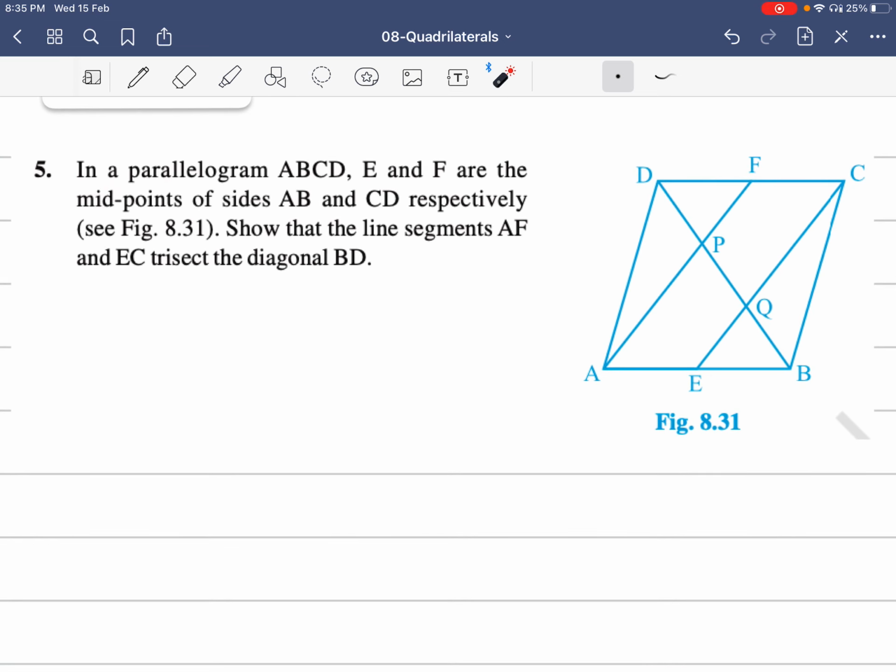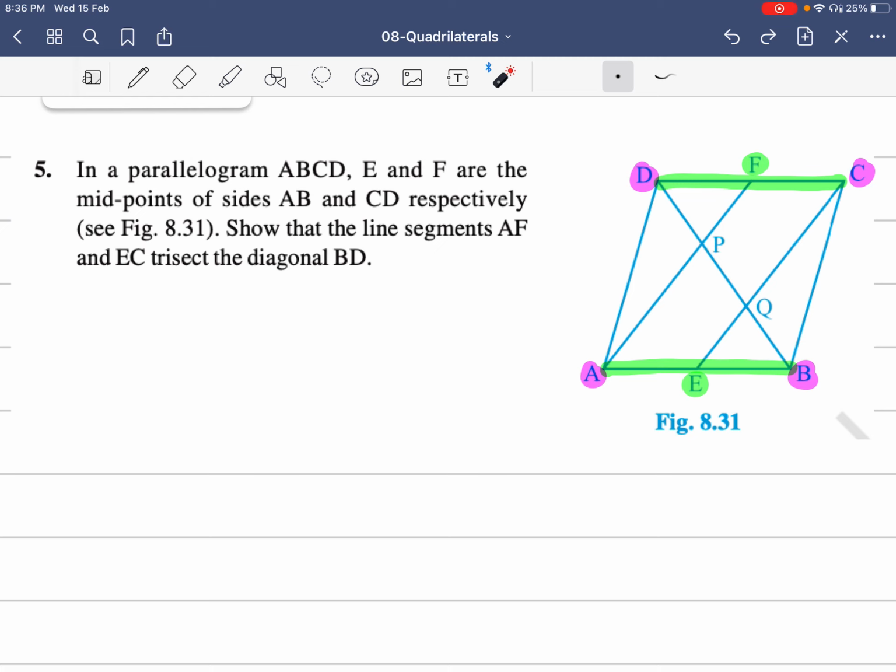In a parallelogram ABCD, E and F are the midpoints of sides AB and CD respectively. So this is E, which is the midpoint of AB, and this is F, which is the midpoint of CD. From this midpoint F, they have drawn a line which goes to the vertex A, and from this midpoint E, they have drawn a line which goes to the vertex C. And then they have constructed this diagonal BD, and it intersects AF and EC at points P and Q.